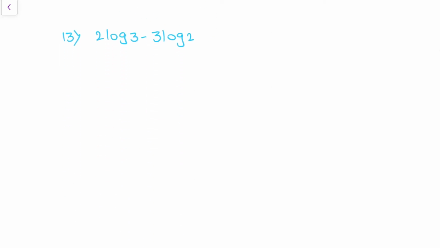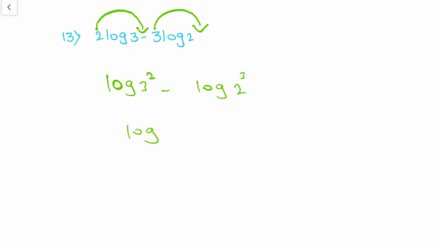Next, what is the value of 2 log 3 minus 3 log 2? If a number is there before the logarithm, it will go as the power. So then we will get log 3, and the number before is coming as the power, so power 2, minus log 2, with the number before coming as the power, so power 3. Log 3 square, 9, minus log 2 cube, 8.